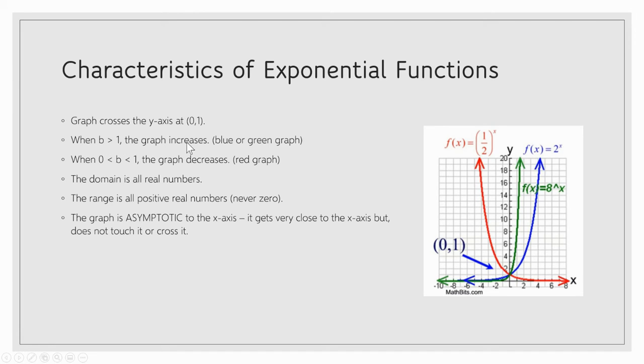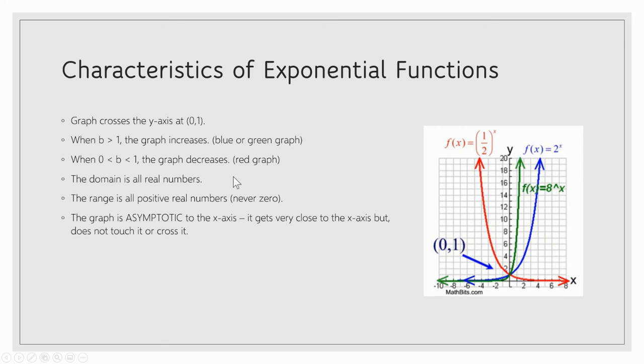When b is greater than 1, the graph increases, okay? So that's this green graph or this blue graph, okay? So your b value, okay, so notice here, the red graph, it was 1/2, but here in the green graph, it was 8, and in the blue graph, it was 2. So when your b value, the base, is greater than 1, okay, your graph will increase. When b is between, okay, so that's indicating that it's between 0 and 1, the graph will decrease. So there's that red graph. Okay, so notice my b value is 1/2, my graph is going down and decreasing.